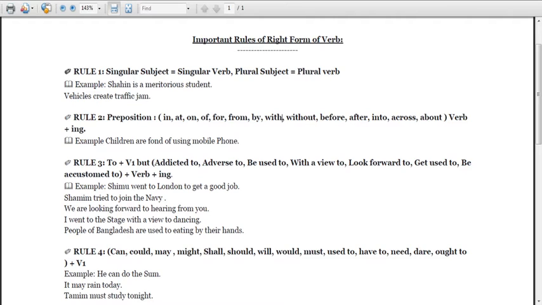Let's come to rule 4. Here it says, if you find the modals can, could, may, might, must, shall, should, will, would, used to, have to, need, dare, ought to, this much, then you will take the base form or V1. Like, he can do the sum, it may rain today, Tamim must study tonight. So all these modal auxiliaries will take V1. So here we have gone through 4 rules, 3 more rules to follow. Let's start.